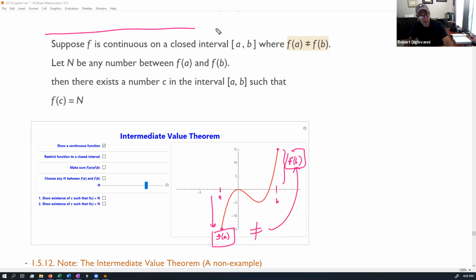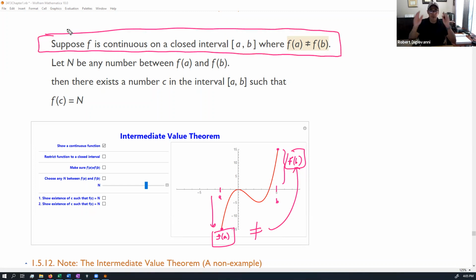Okay, so that's what we have to assume for this theorem. We have a continuous function, a closed interval, and the two endpoints are different. Then what the intermediate value theorem says is this: if you let n be any number in between f of A and f of B, there exists a C in the interval AB such that f of C is equal to n.